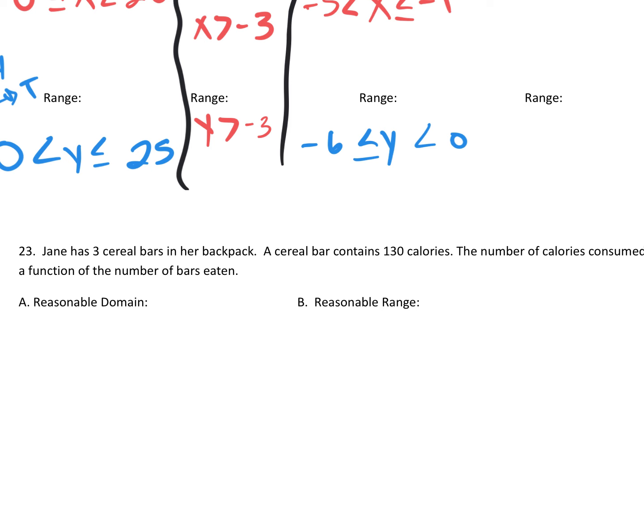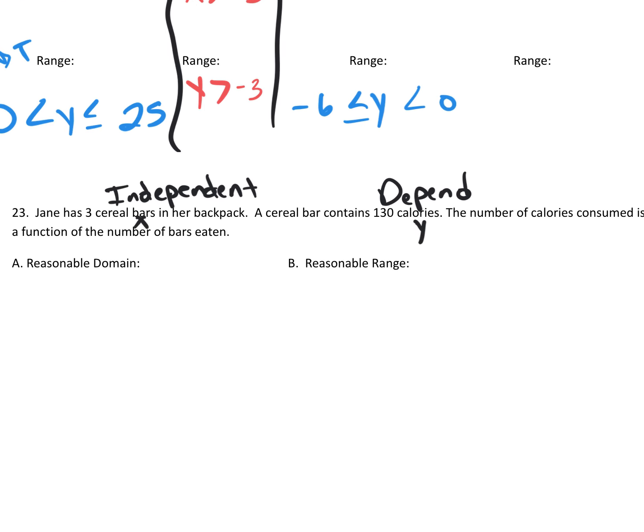So that means my calories depend on how many bars I'm eating. That's my independent. If calories is the independent, that means, sorry, it's the dependent, that means it's the y. That means bars is my x. So I'm going to draw a little graph so I can kind of see it. Here are my bars. Here are my calories.